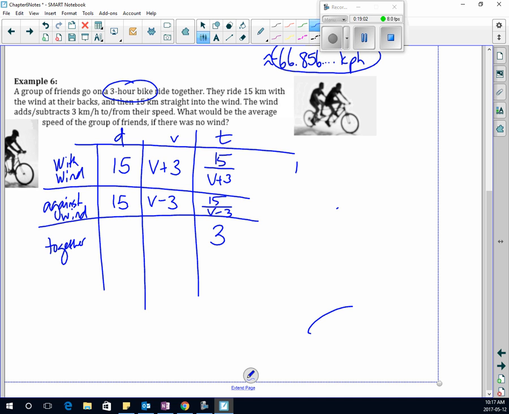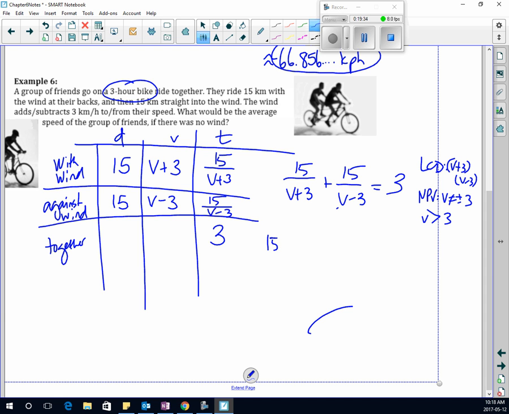So 15 over v plus 3 plus 15 over v minus 3 equals 3. My LCD would be v plus 3 times v minus 3. So my non-permissible values, v cannot equal plus or minus 3. V would have to be greater than 3. Otherwise, if I subtract 3, it won't work. I can't have negative.